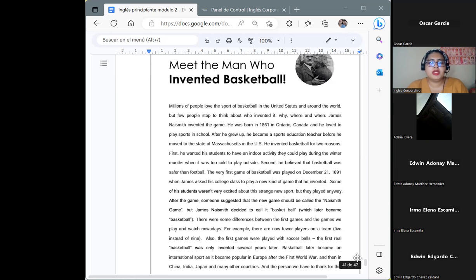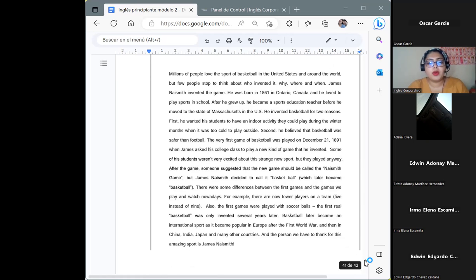There were some differences between the first game and the games we play and watch nowadays. For example, there are now fewer players on a team, 5 instead of 9. Also, the first games were played with soccer balls. The first real basketball was only invented several years later. Basketball later became an international sport as it became popular in Europe after the First World War. And then in China, India, Japan, and many other countries. And the person we have to thank for this amazing sport is James Naismith.